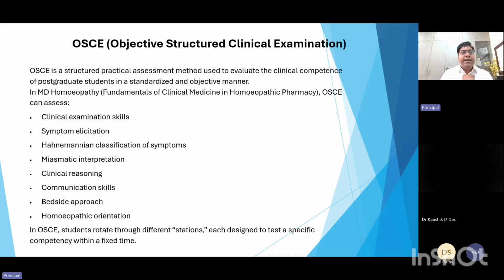Objective structured clinical examination. Under certain chapters, we are also seeing this technical term, OSCE. What does it include? ये जो new slide में include किया था वही है. So this includes clinical examination skills, symptom elicitation, Hahnemannian classification of symptoms, miasmatic interpretation, clinical reasoning, etc., etc.